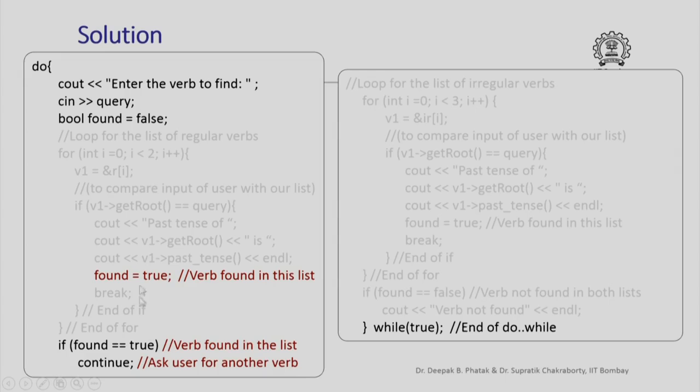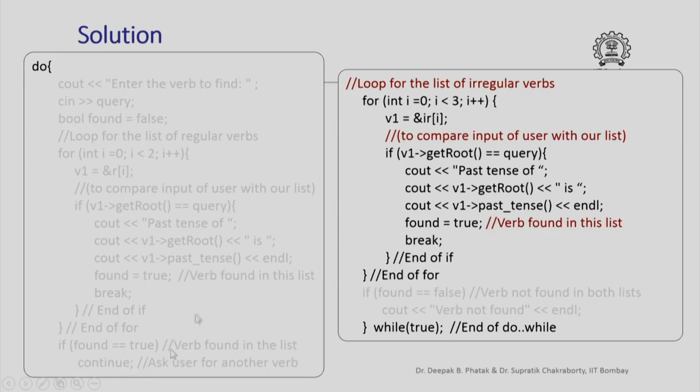However, if it did not find the input verb in this list of regular verbs, then found would remain false, because note that it was initialized to false and it is set to true only when I have found the regular verb in this array of regular verbs. So if I do not find it, found would still be false, and this statement, if found is true then continue, will not be executed. In fact, what we will now do is search for the queried verb in the list of irregular verbs.